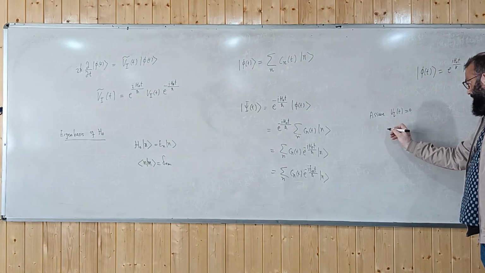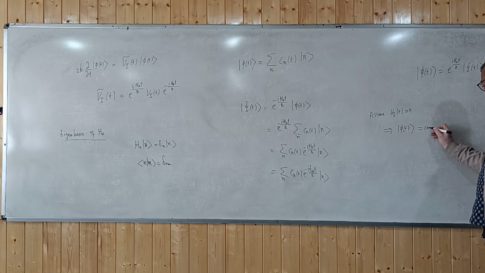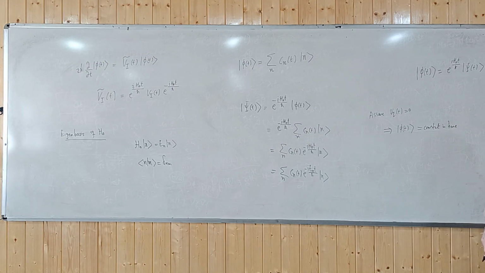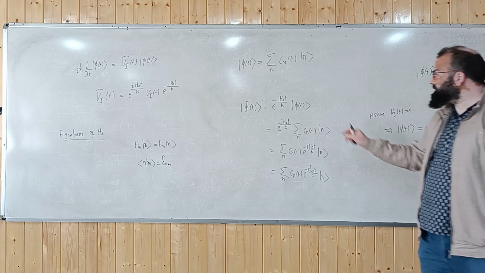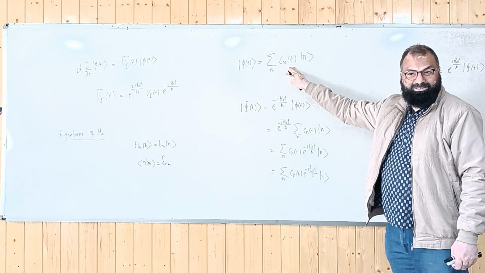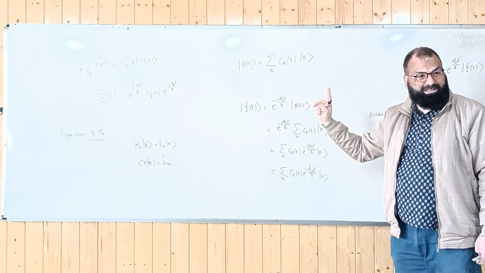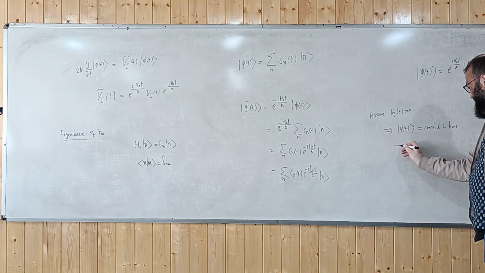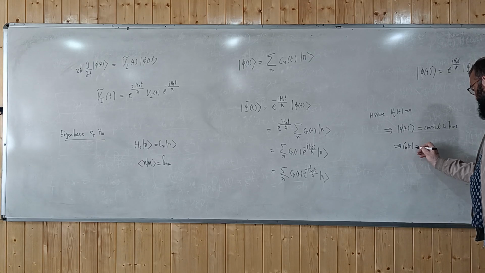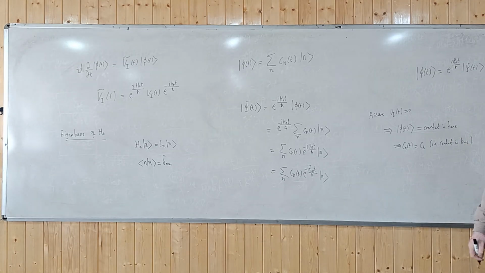So if this happens, it implies this phi of t is constant in time. So what about this Cn? If phi is constant in time, then Cn has to be constant in time. Which implies therefore that Cn of t is equal to simply Cn, that is constant in time. So there is no time dependence.